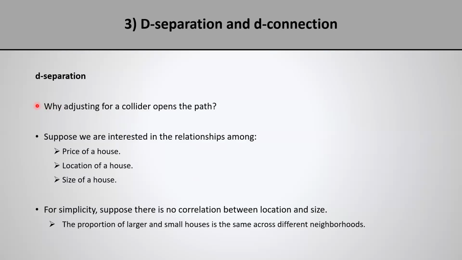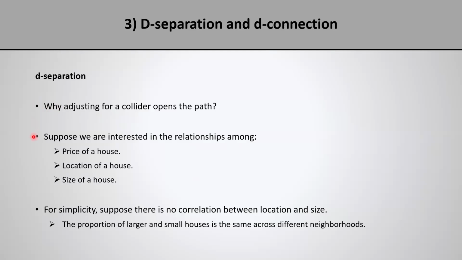And it might seem weird at first that a collider that's not being adjusted for blocks the path, but now a collider that is being adjusted for opens the path. So let us think about it for a second. Why does adjusting for a collider open the path? And let us use an example to try to understand why this is the case.